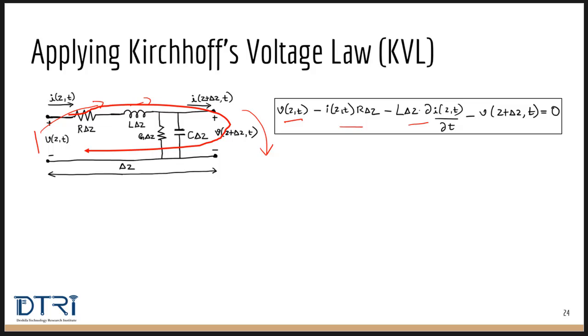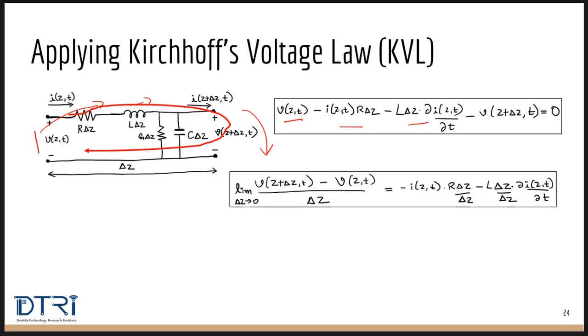Now rearranging this equation and dividing by delta Z and taking the limit to 0, that gives us this equation. Now you may ask why we are taking the limit to 0. We are making delta Z infinitesimally small, which means the line is just like a single dot of a long line, and then you can apply this equation to any length of the line.